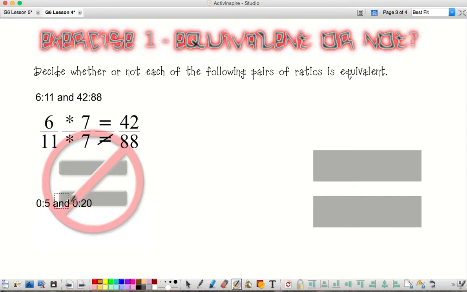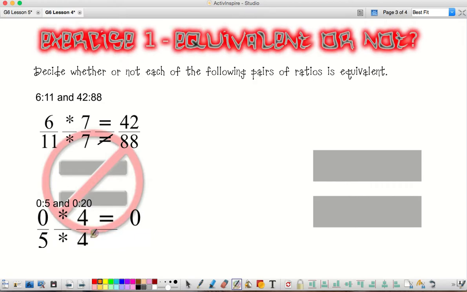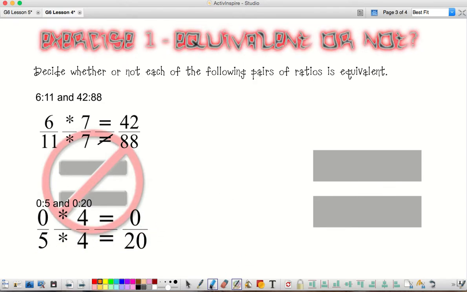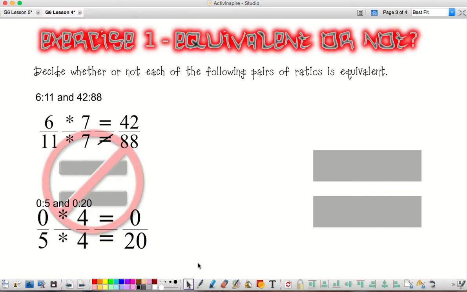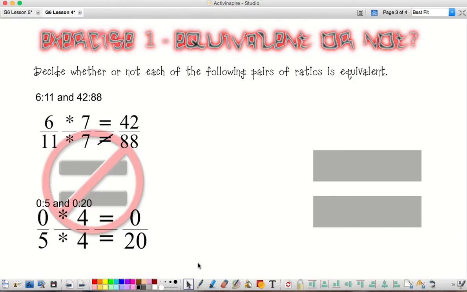And then 0 to 5 and 0 to 20. Since 0 times 4 gives you 0, I have to check the bottom and see, does 5 times 4 give me 20? Since it does, we can say that both 0 to 5 and 0 to 20 are equivalent ratios. Again, they're much like equivalent fractions where when you look at them, you have to make sure you do the same thing to the first number that you do to the second number. So you have to multiply by that same number when you're looking to find out whether or not they are equivalent.